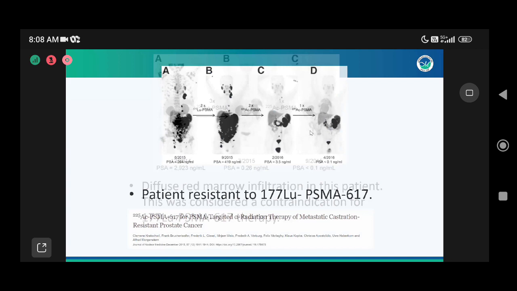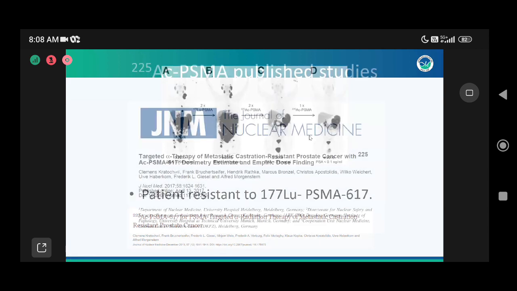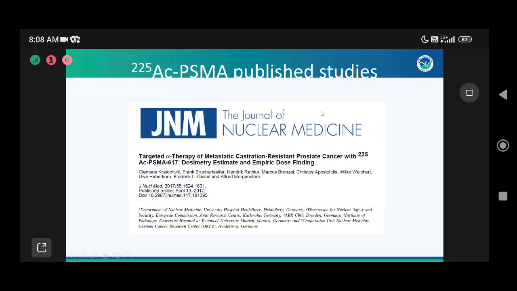This is one more case in which, post lutetium PSMA, he is resistant to lutetium PSMA, and he received actinium PSMA with a very good response. This study was published in 2016, and the patient was alive till 2019. There are very few published studies of actinium PSMA.